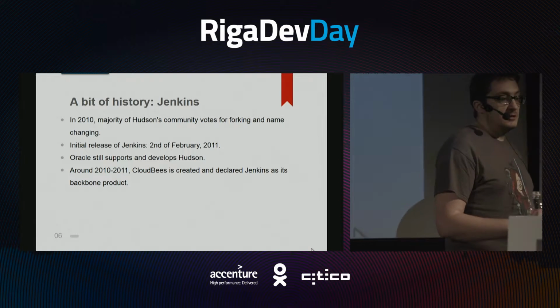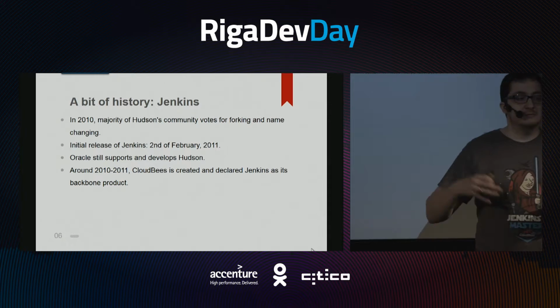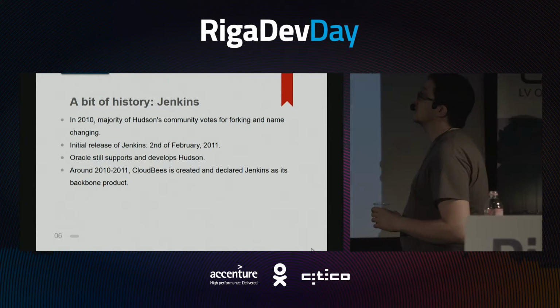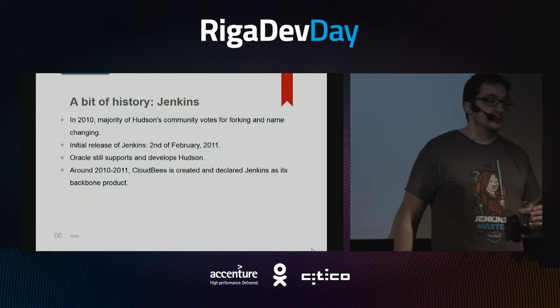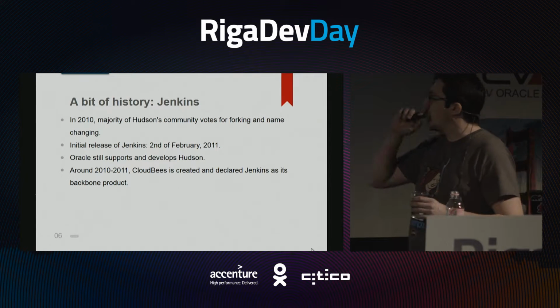Around the same time, a company called CloudBees was created, and they decided to make Jenkins one of their main products being developed. And Kohsuke Kawaguchi, the original author, is currently working there. I think it's in the position of CTO or something.